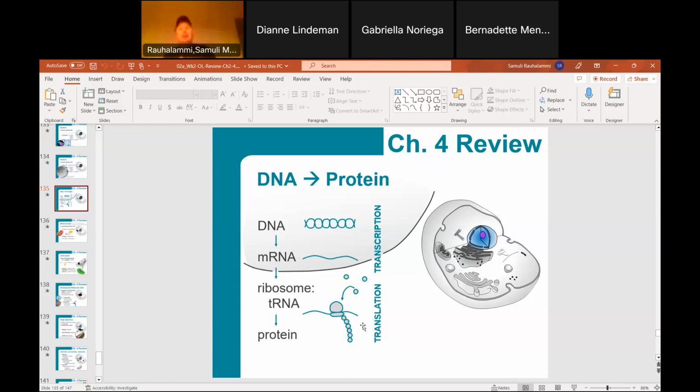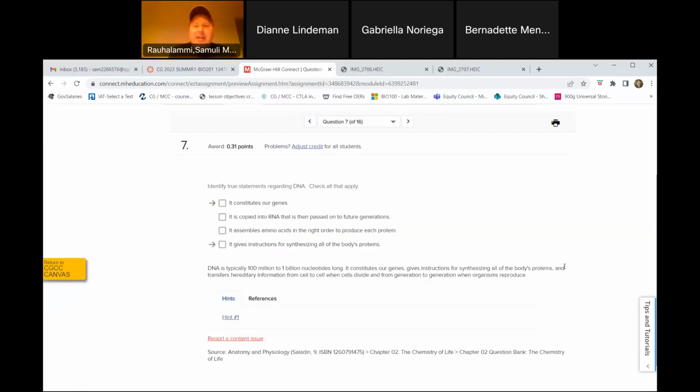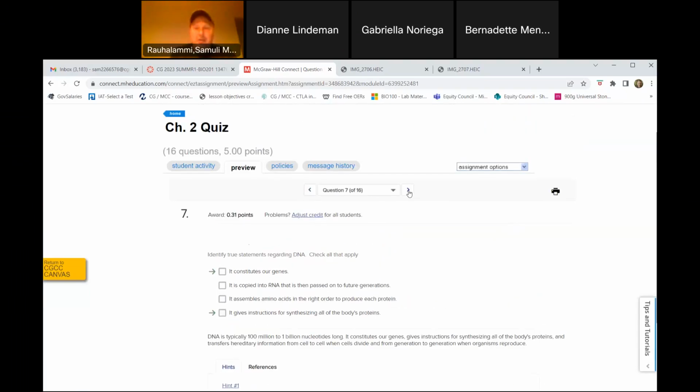So we're really translating those instructions from the RNA into something useful that gives us an actual concrete output of the instructions. I hope that helped a little bit. I'm going to jump back to our quiz. Like I said, DNA constitutes the genes and gives instructions for synthesizing proteins.